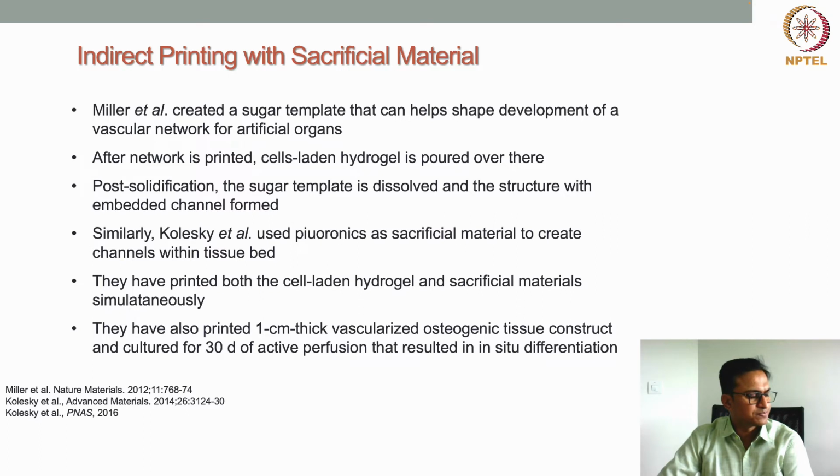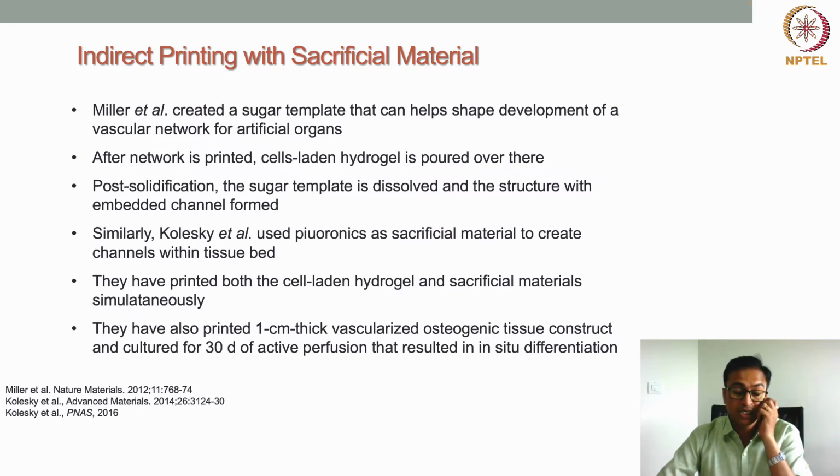construct. There, they have used osteogenic progenitor cells, like stem cells, for the printing of the structure. Stem cells were embedded or encapsulated in a bioink, and similarly the Pluronics was used for creating the vascular channels. And then they printed both these things simultaneously to fabricate a 1 centimeter thick vascular tissue, where, when the sacrificial material is removed, the channels are intact.